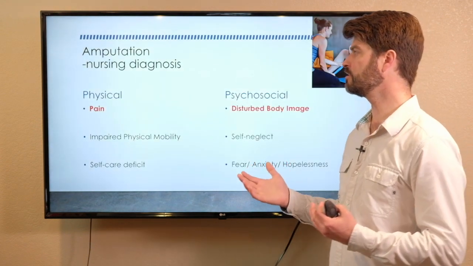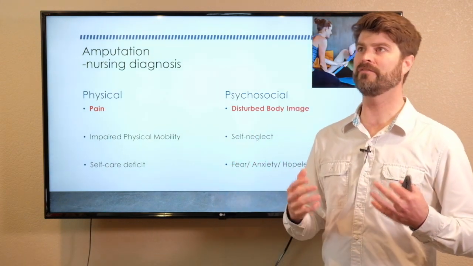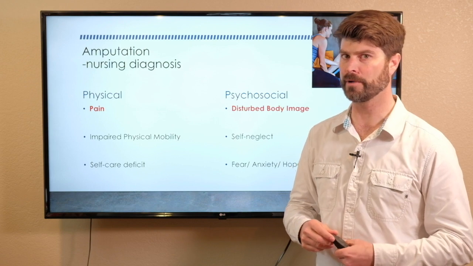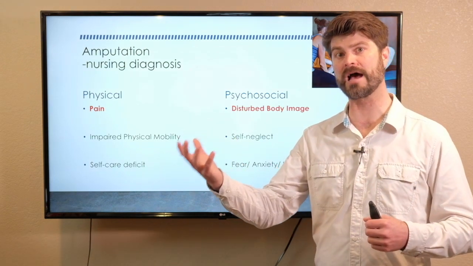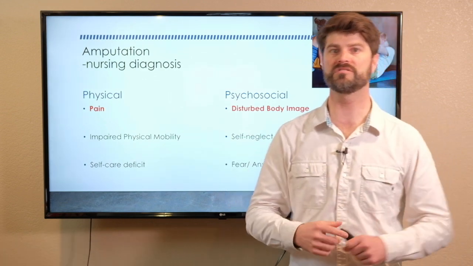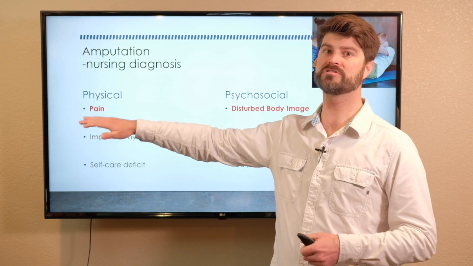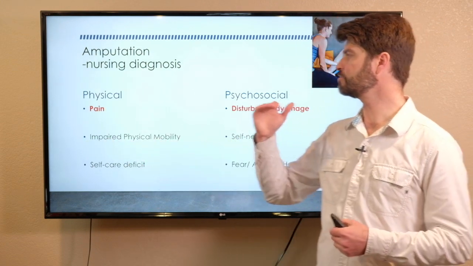So for nursing diagnoses, the things we want to look out for, because amputation is kind of a big deal for patients. They're going to permanently lose a part of their body. This also hits in a couple different phases. One is the physical aspect of the surgery. The other is the psychosocial component. So for the physical, first and foremost, we want to address the pain. And not just their physical pain, but also their psychosocial pain.